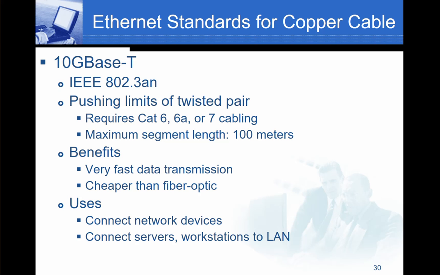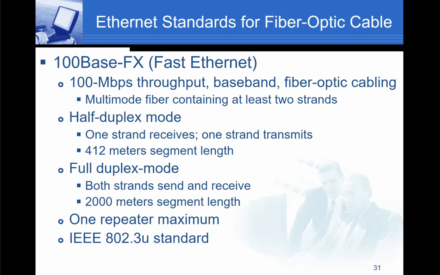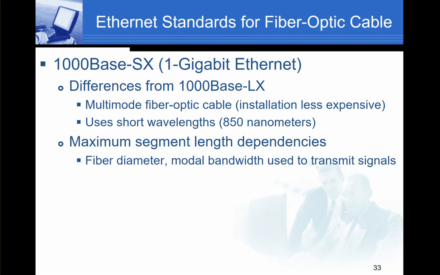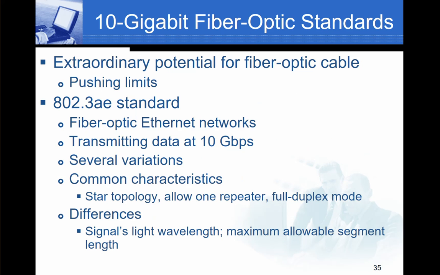10GBaseT, 10 gigabits. Again, that's pretty fast. You need to have Cat 6 or higher. Obviously, the benefits are that it's very fast and much cheaper than fiber optic. Also, it's easier to connect. Connecting fiber optic cables is very, very difficult. And again, you see some more slides of the same things here. And again, fiber optic cable is the way to go.